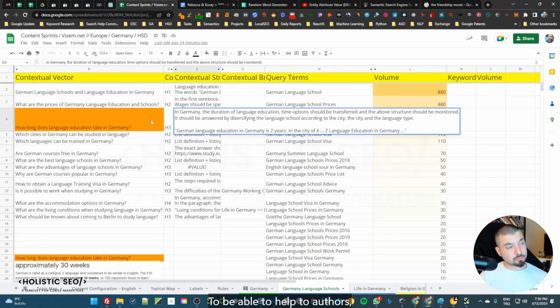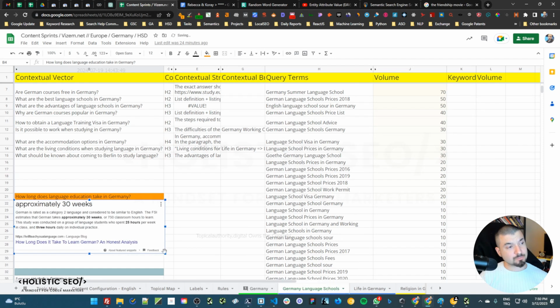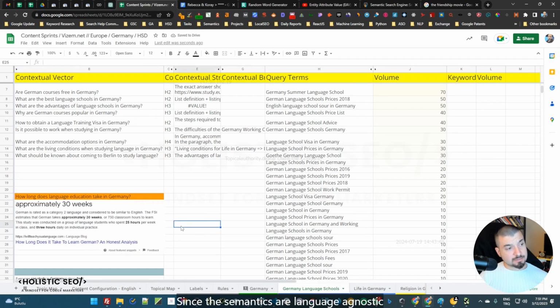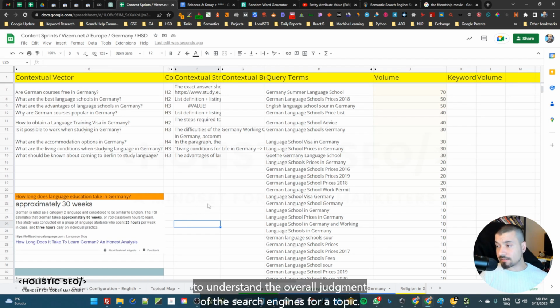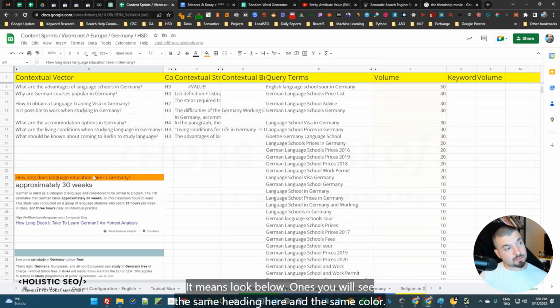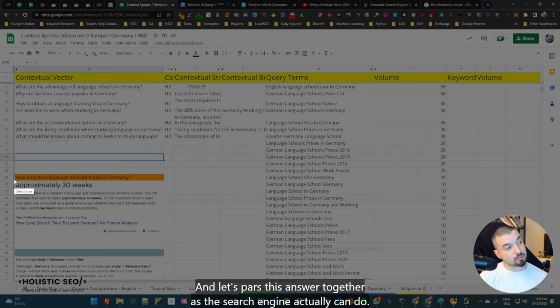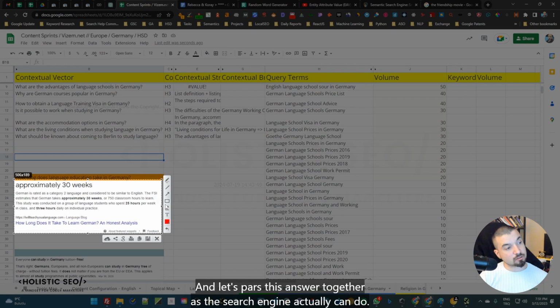To be able to help the authors, sometimes you can use screenshots from the search engine result pages. Since the semantics are language agnostic, we are able to use other languages to understand the overall judgment of the search engines for a topic. For instance, here we have a specific type of heading. The only thing you should do is colorize this heading. It means look below: once you see the same heading and the same color, you will need to examine the answer, and let's parse this answer together as the search engine can do.